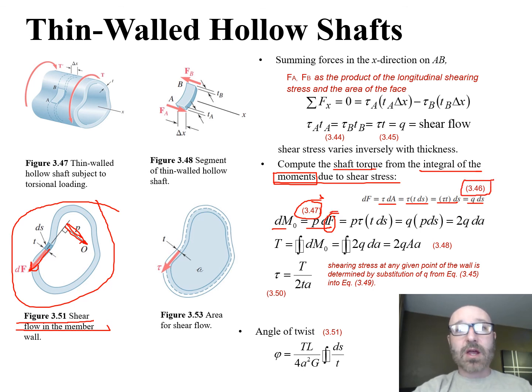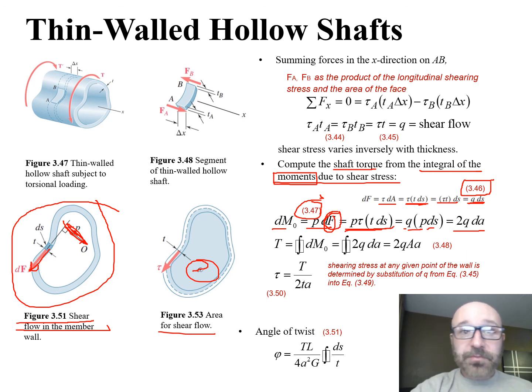So plug that in. Our dM is equal to p times tau t ds, where this ends up being our q ds. We can plug that in for our q ds, again times that distance p for the moment, which then is equal to 2q dA. We're talking about this as our area, A, the area for shear flow.